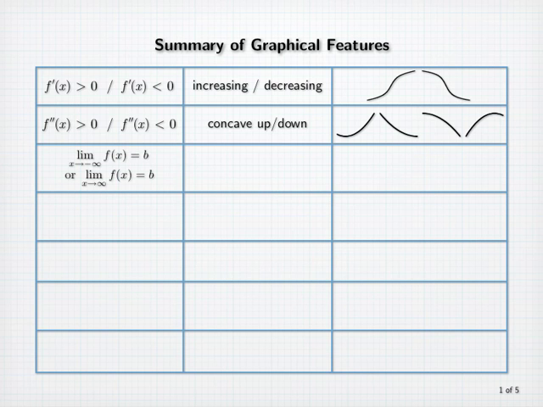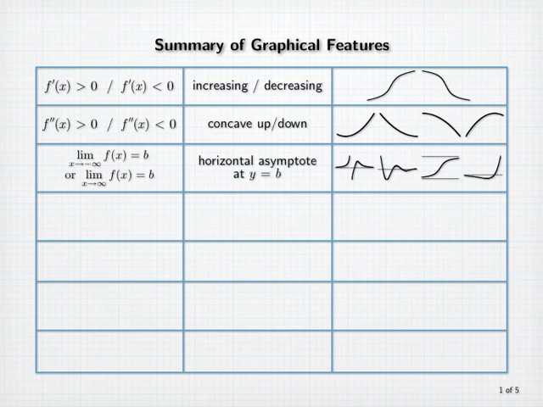If f of x approaches a number b as x approaches either plus or minus infinity, then the line y equals b is a horizontal asymptote. Notice that there may be two distinct horizontal asymptotes.